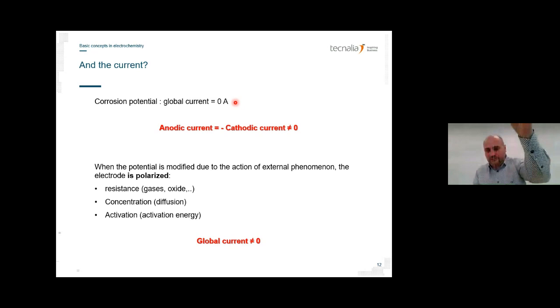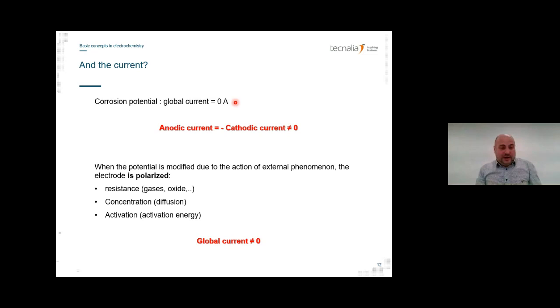This is a metallic material. We take a medium and we put in our reference electrode. We immerse both in the medium, and we use a multimeter, for example, to measure the potential between the reference electrode and our sample. There is no current flowing because the multimeter used to measure the potential has a very, very high impedance. That's the way potentials are measured. So there is no current flowing there.